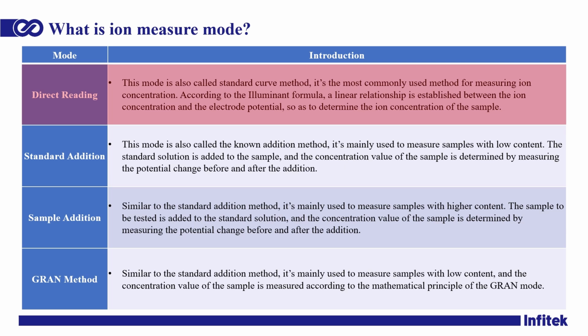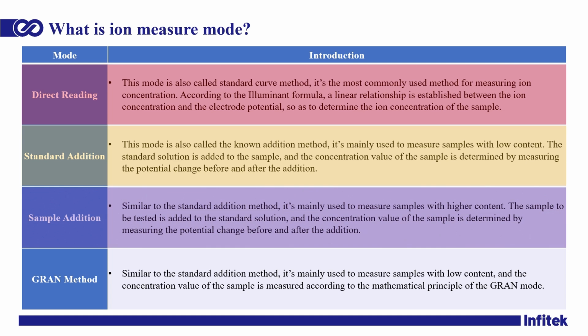According to the Nernst formula, a linear relationship is established between the ion concentration and the electrode potential, so as to determine the ion concentration of the sample. Standard addition. This mode is also called the known addition method. It's mainly used to measure samples with low content. The standard solution is added to the sample, and the concentration value of the sample is determined by measuring the potential change before and after the addition.